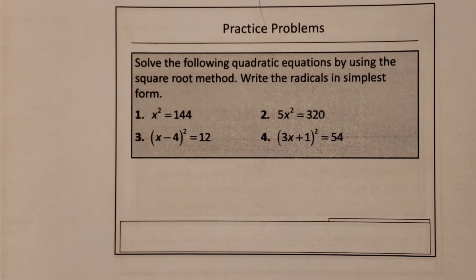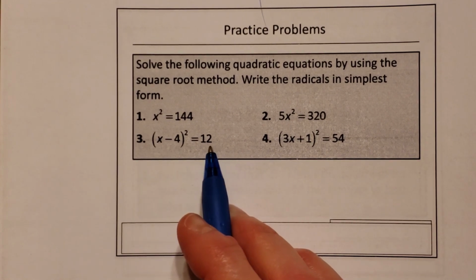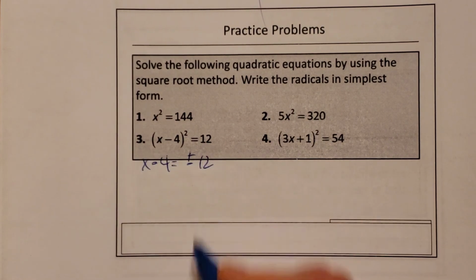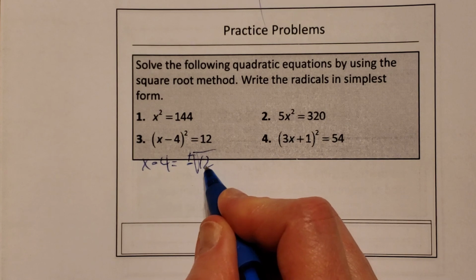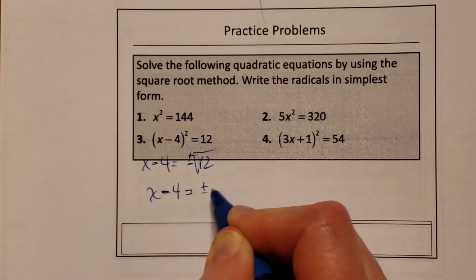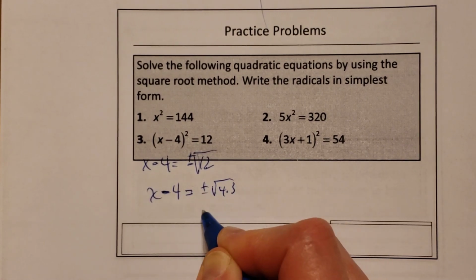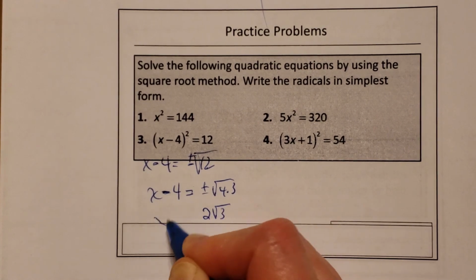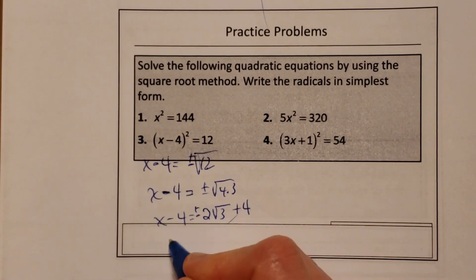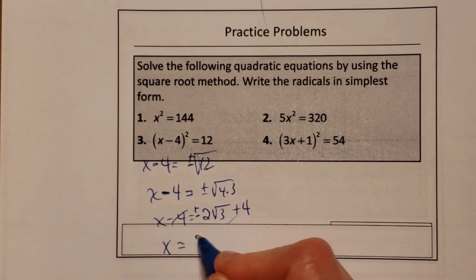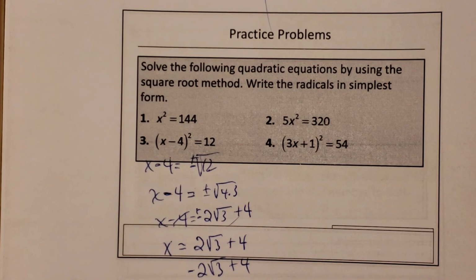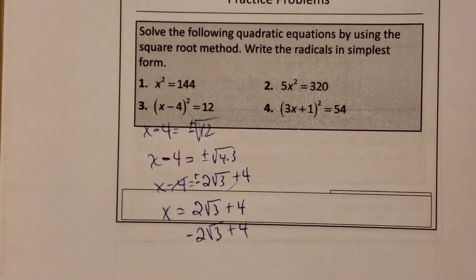Number 3, I guess I'm doing all of them. All right, so number 3, you're going to find the positive and negative square root of 12. So then that would be 4 times 3. Whoops, that's a minus. 4 times 3, square root of 4 is 2, so 2 square roots of 3. So then what would we do? We would add 4. So the answers are positive 2 square roots of 3 plus 4 and negative 2 square roots of 3 plus 4. That's it.